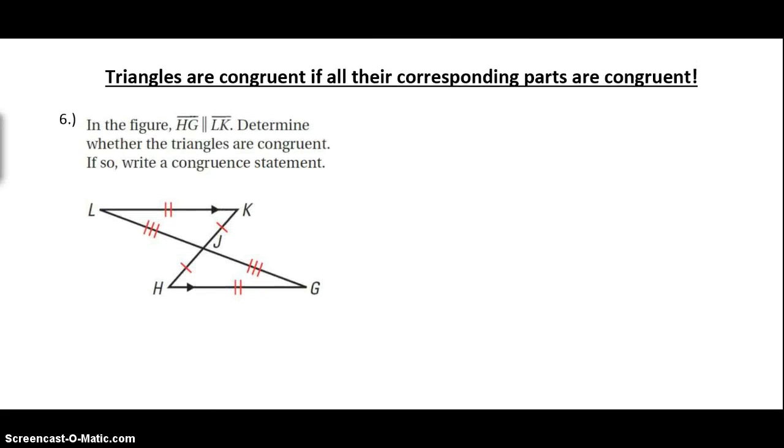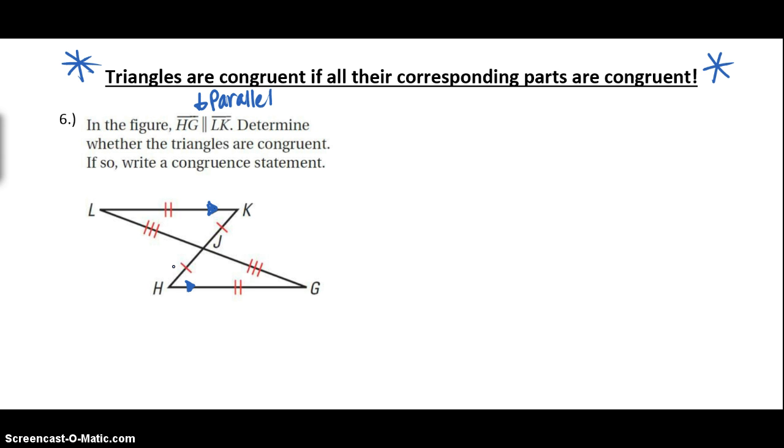So let's move this down. Triangles are congruent if all their corresponding parts are congruent. All right, so we're going to need to know this. So let's look at number 6. On number 6, in the figure HG and LK, what does this symbol mean? It means they are parallel. Okay, HG and LK are parallel, and I can see that on here because they were nice enough to put in those little triangles there.